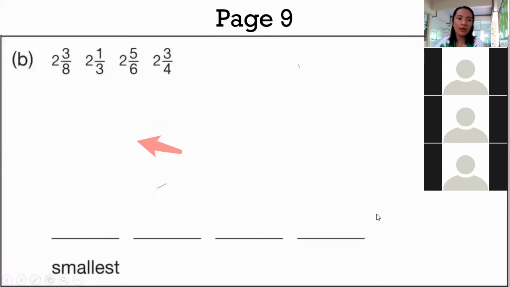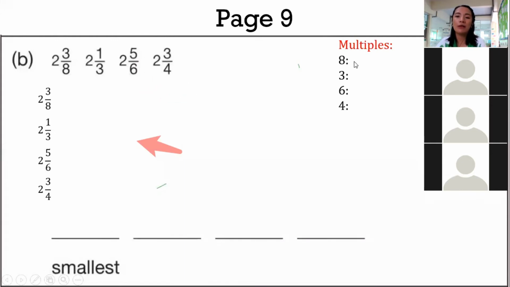Okay, so we have 2 and 3 over 8, 2 and 1 over 3, 2 and 5 over 6, and 2 and 3 over 4. So first step again will be finding the multiples of the denominator of the fraction. The denominator of the first one is 8. The denominator of the second one is 3. The denominator of the third one is 6. And the denominator of the fourth one is 4.